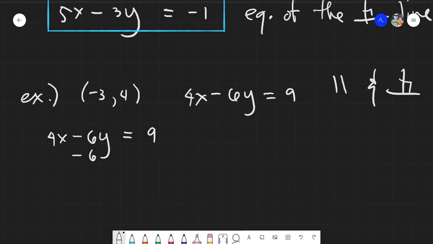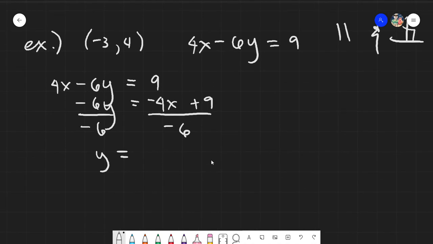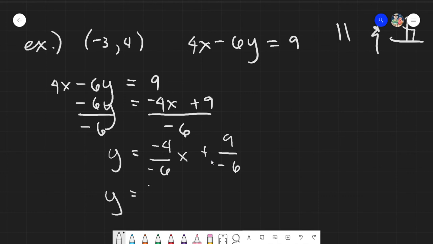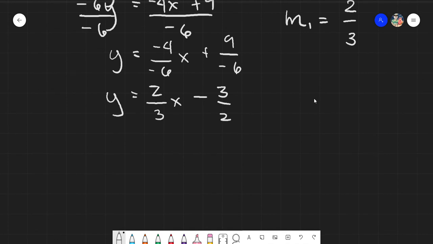This will give us negative 6y equals negative 4x plus 9, divided by negative 6 on both sides. Y equals negative 4 over negative 6 x plus 9 over negative 6. Simplifying, it will give us positive 2/3 x minus 3/2. The constant is not important. The important part is the slope, m sub 1, which is 2/3.